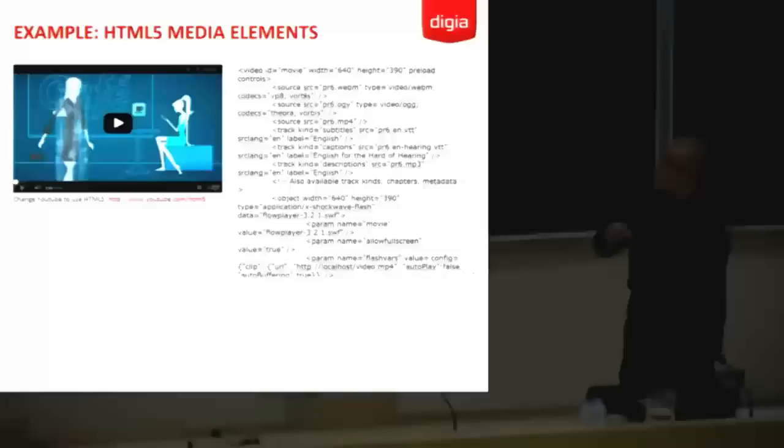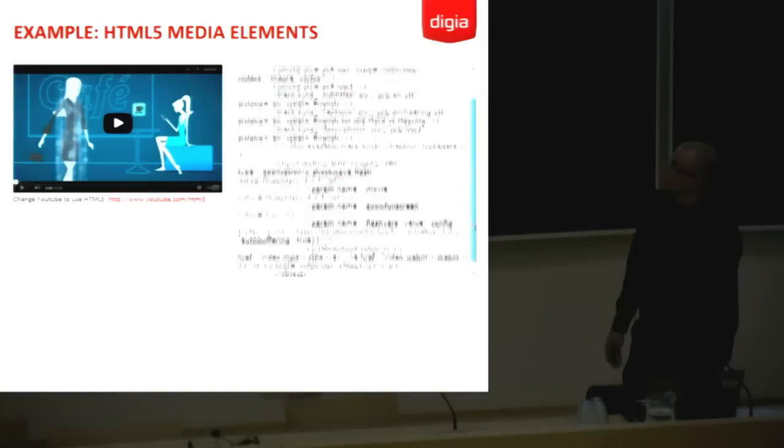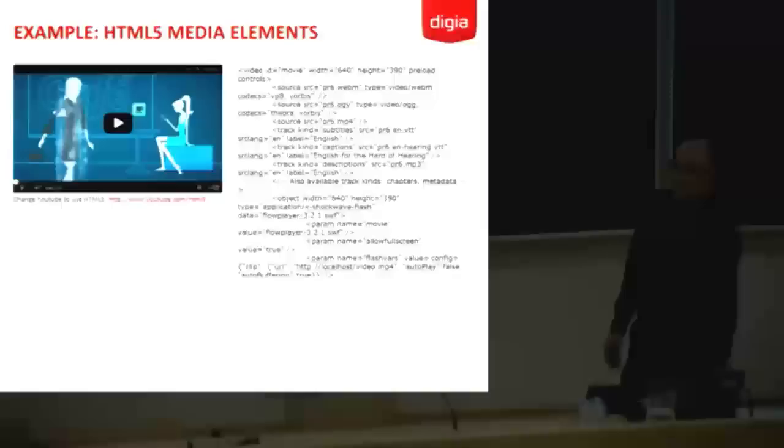Okay, in video there could be some tracks. There could be subtitles, captions, descriptions, anything like that. So we can really adjust that video the way we would do it with, for example, Flash or something like that. We can create multiple subtitles and the user can select the one in their own language. Do you have some questions about this?